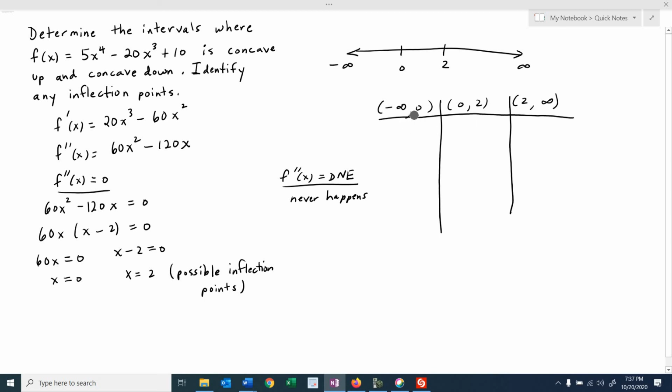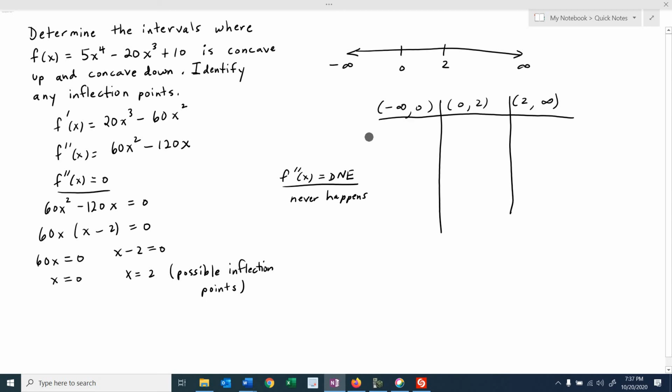And then what we're going to do is pick test points in each of the intervals and plug them into the second derivative and determine whether the second derivative is positive or negative. If it's positive, by our test for concavity, that means it's concave up. And if the second derivative is negative at a particular point, that means it's concave down. Okay, so let's try this.